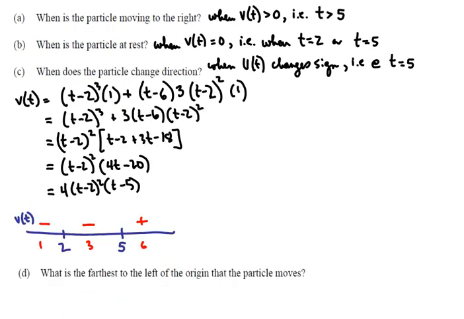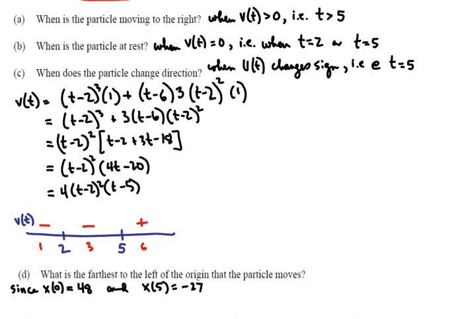It asks, what is the farthest to the left of the origin that the particle moves? Well, we see in the sign chart that the particle starts out moving to the left and continues moving to the left until it reaches time t equals 5, and then it starts moving to the right. So the main thing we need to ask here is, where is the particle at time t equals 0? Plugging 0 into the position function should give us x of 0 equals 48. Since the particle continues to move left until t equals 5, and x of 5 is negative 27, the particle started at position 48 and moved left until time t equals 5, at which point it was at x equals negative 27, and then it turned around and started moving to the right, towards the origin.